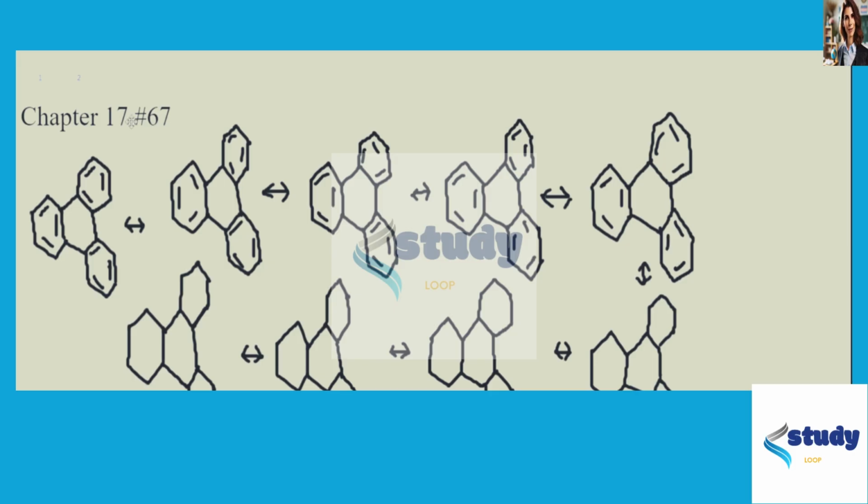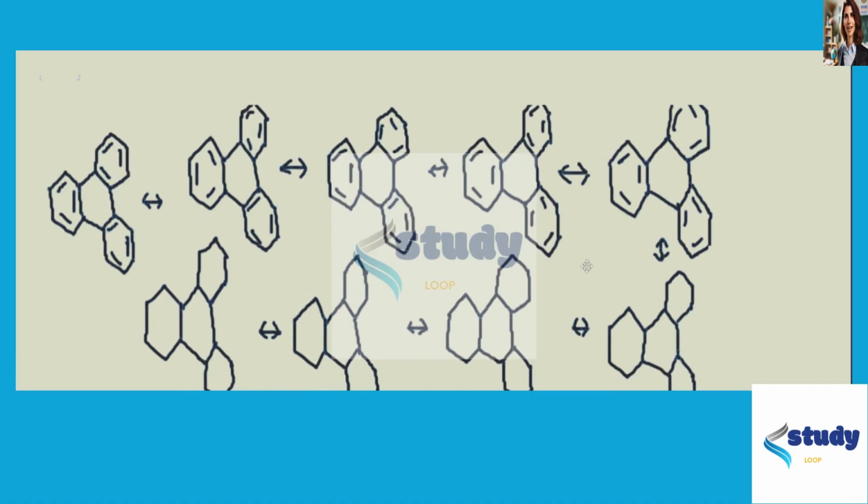I'm going to delete this chapter 17, problem number 67, and hopefully that will give me the ability to move everything else up so you can see what I'm drawing. Okay, there we go. It's tight, but it does all just about fit. So that's 1 through 5.